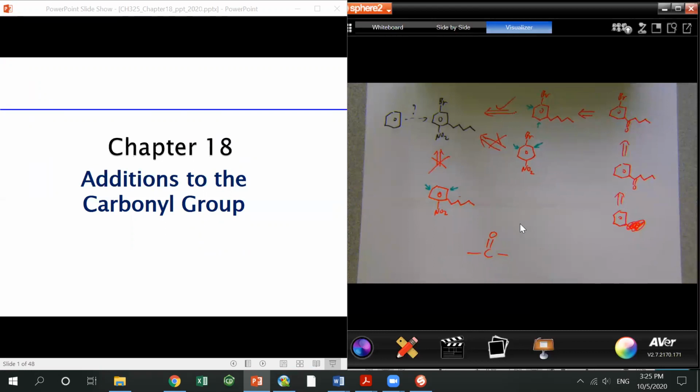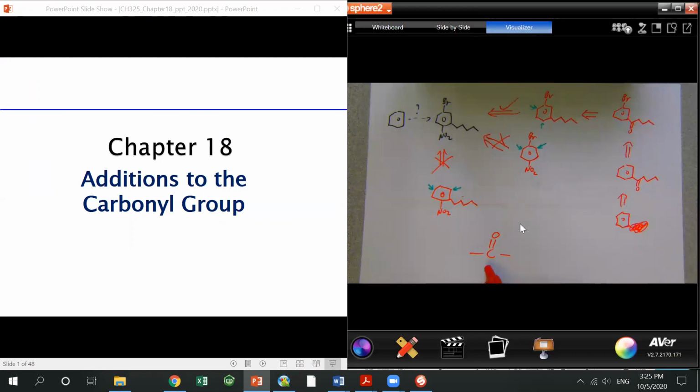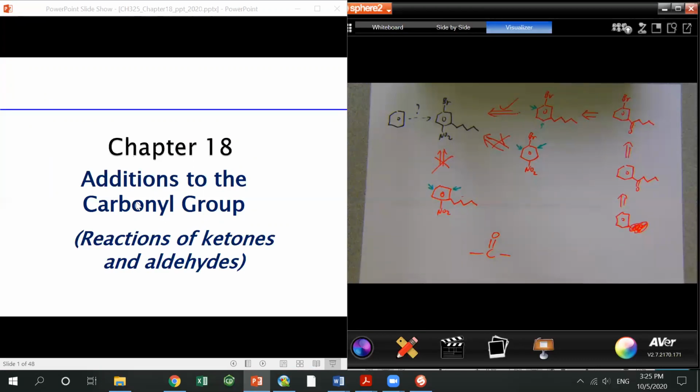For chapter 18, we will learn about addition reactions to carbonyl compounds, mainly aldehydes and ketones. In chapter 19, we will learn substitution reactions of carbonyl compounds, mainly carboxylic acids, esters, acid anhydrides, acid chlorides, and maybe some nitrile compounds. For chapter 20, we will learn the alpha carbon chemistry of carbonyl compounds. So we spend three chapters learning carbonyl reactions.